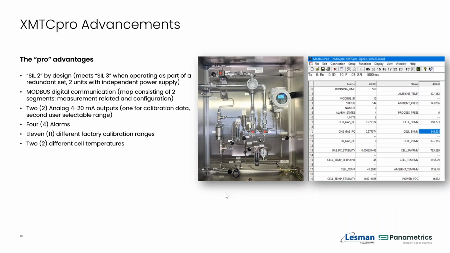So what advancements did we make? What were the advantages of going to a complete transmitter with display as shown in this sample system over here? It is SIL 2 by design, and what you'll see in our application section is that there are several applications that require SIL, or that at least the customer is preferring SIL today. In fact, we can go to SIL 3 with redundant transmitters as long as you have separate power supplies to these. Additionally, we've added Modbus communication, and you can see a Modbus map at the right-hand side here.